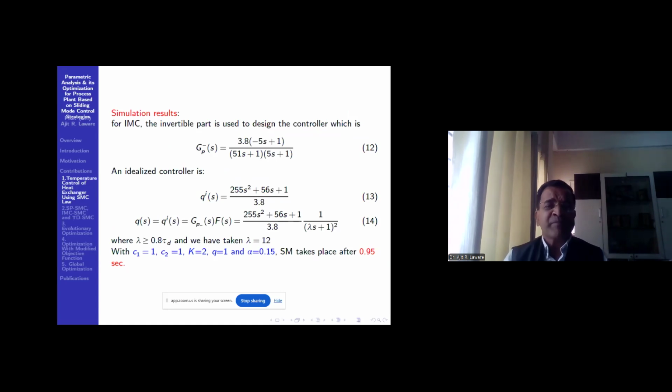For the IMC, the invertible part has been used for the controller design. So here, second order Pade approximation, theta by 2 S plus 1, has been used. And QIS of S is the IMC controller. And in equation 14, 1 over lambda S plus 1 is the filter, and lambda is the filter coefficient, which has been selected as greater than or equal to 0.8 tau d. Tau d is the delay time, and I have taken lambda as 4, and we already know tau d.